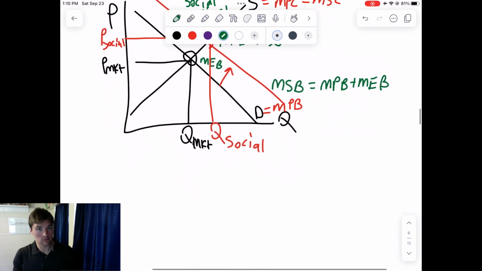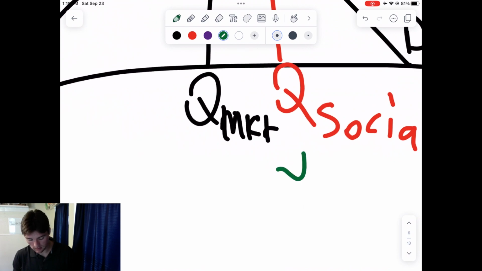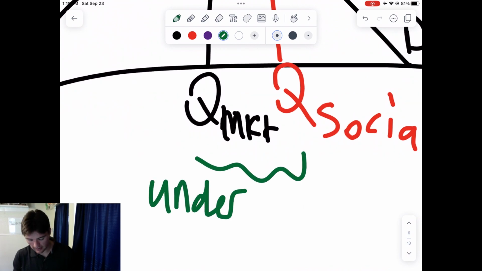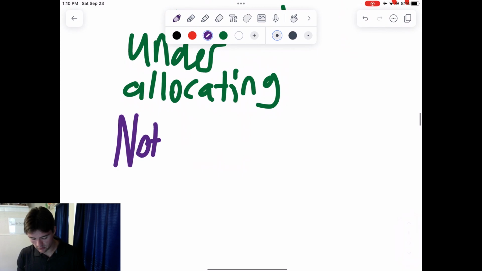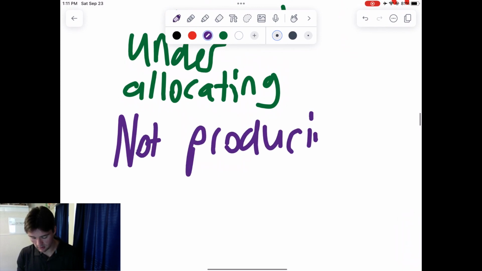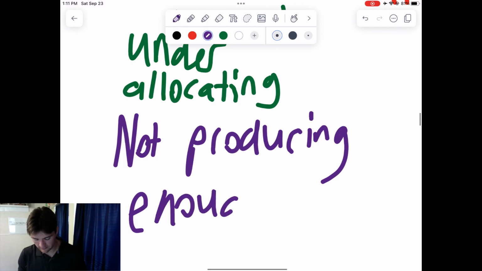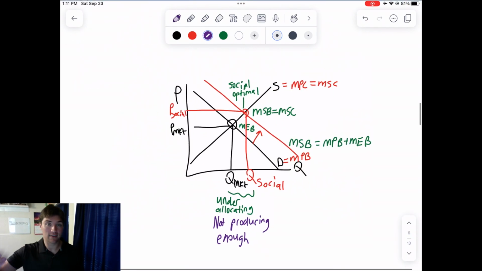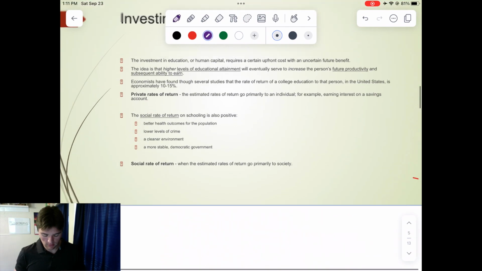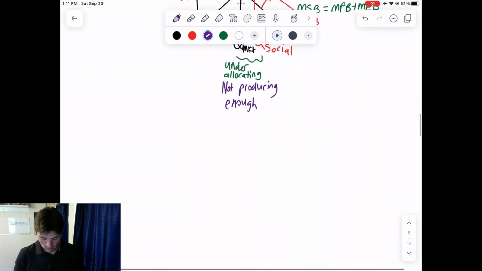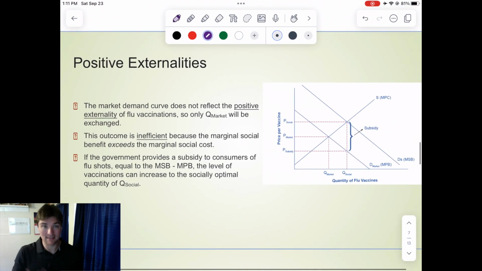So right now, okay, the market is under allocating. Basically, they're not producing enough because you are benefiting extra from this good, and we want you to produce more. We want you to produce this social quantity. All right, and so with that, we want to create a subsidy.